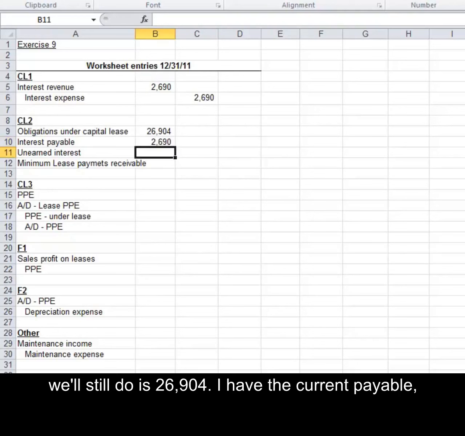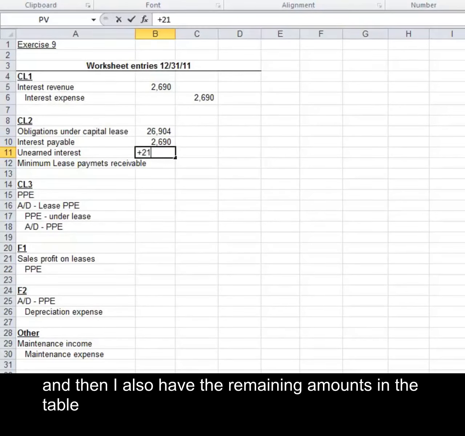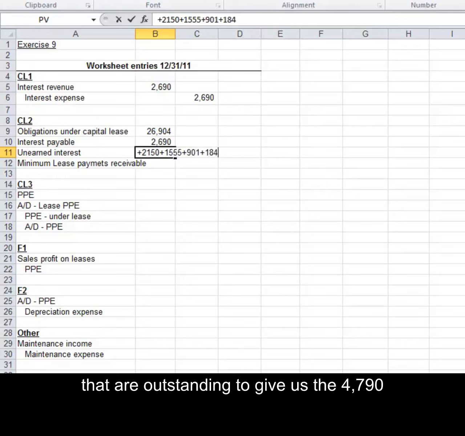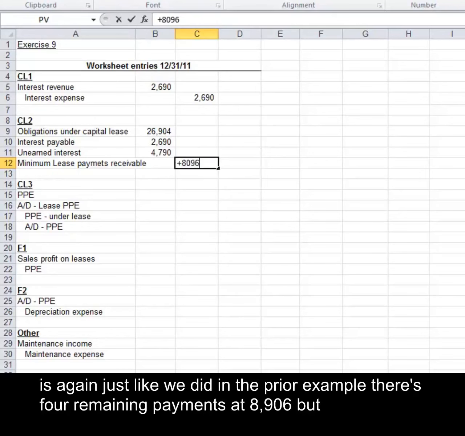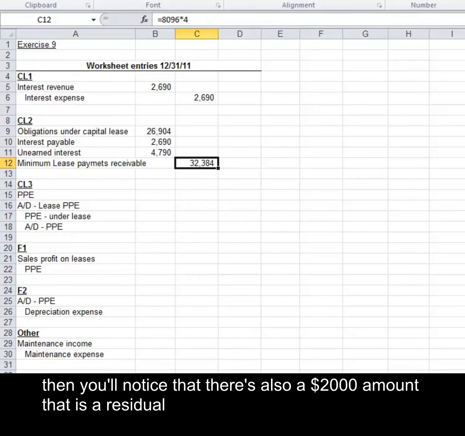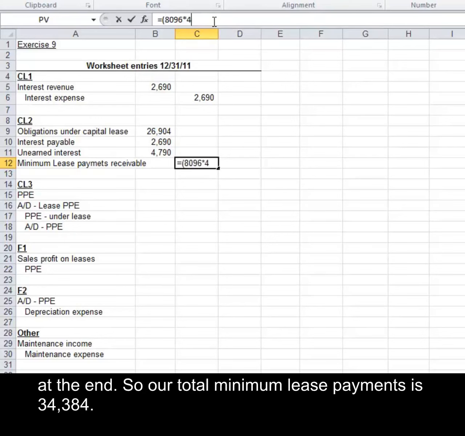I have the current payable, and then I also have the remaining amounts in the table that are outstanding to give us the $47.90, and the minimum lease payments is again just like we did in the prior example. There's 4 remaining payments at $89.06, but then you'll notice that there's also a $2,000 amount that is a residual at the end. So our total minimum lease payments is $34,384.